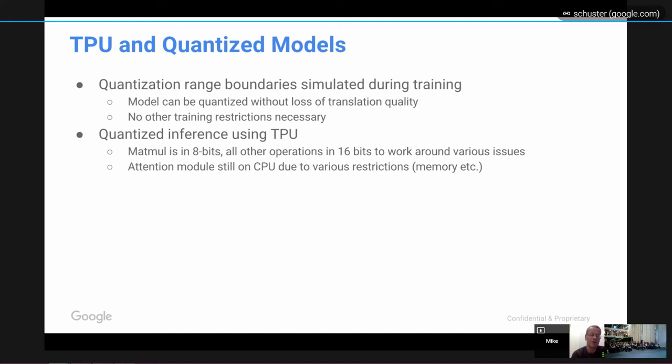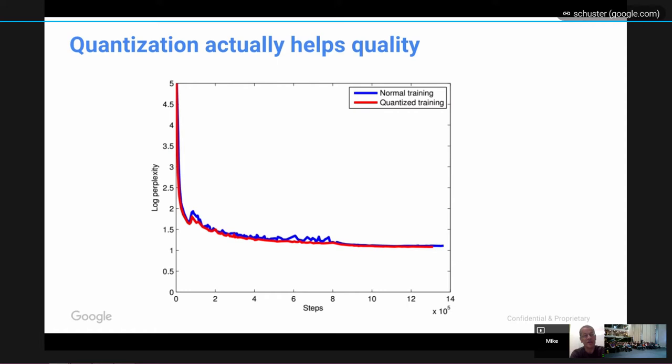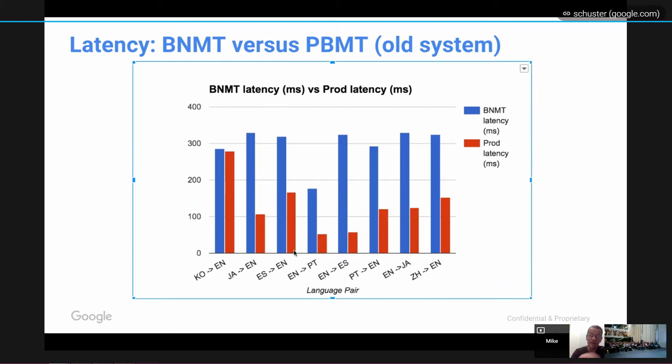What is also interesting is that quantization actually helps quality. You see here the blue and the red curve. The blue curve is for normal training, and the red curve is for quantized training. It does not seem to make much of a difference. This is log perplexity against the number of steps, and after about 1.4 million steps this is the end of it. You see that the red is always slightly below the blue curve here. So this is all.